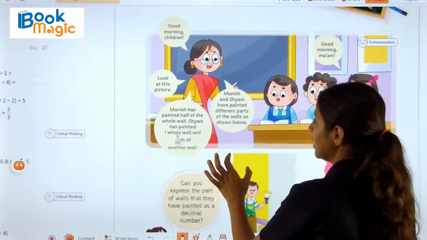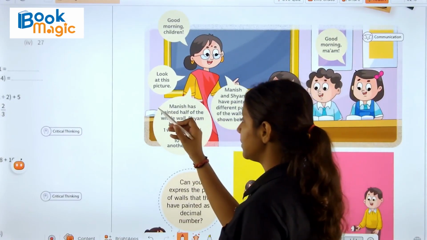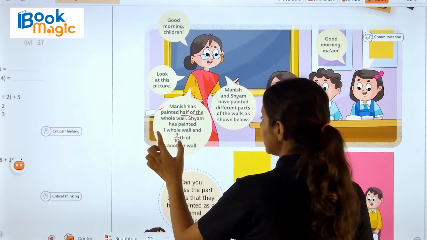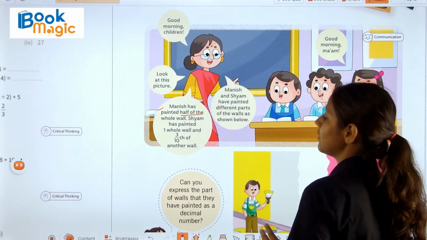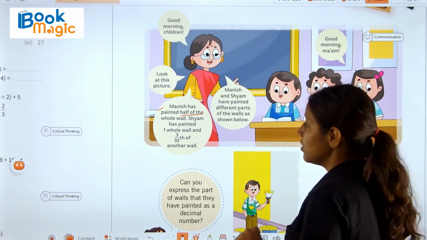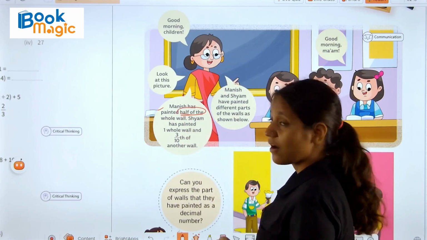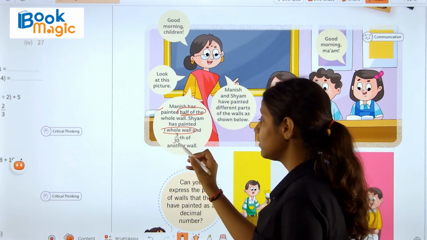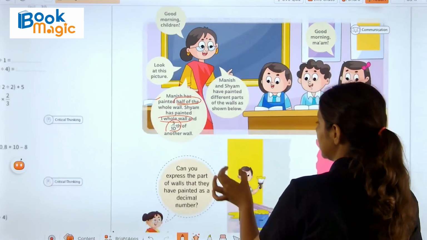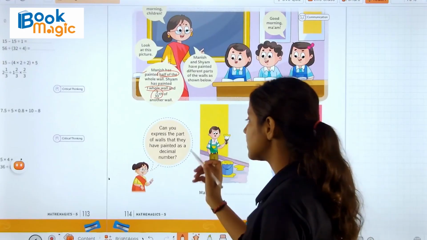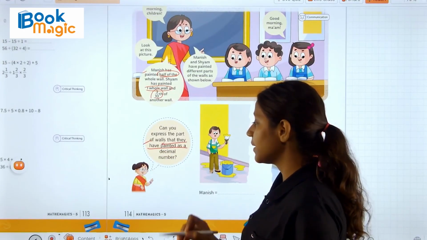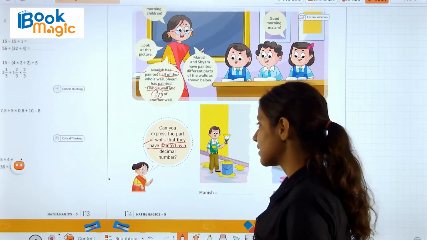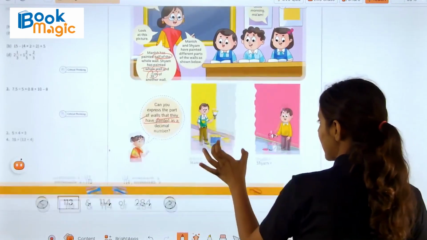Now, Manish has painted half of the whole wall. Shyam has painted one whole wall and 3/10 of another wall. Now, teacher is saying, can you express the part of walls that they have painted as a decimal number? क्या आप डेसिमल नंबर के अकॉर्डिंग एक्सप्रेस कर सकते हो कि कितना पार्ट उन्होंने कलर किया है?